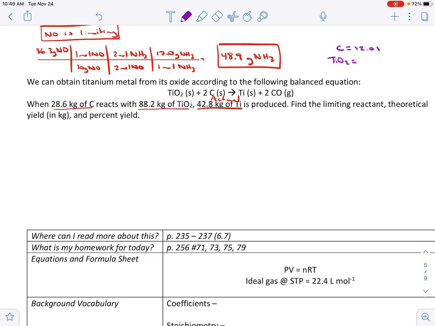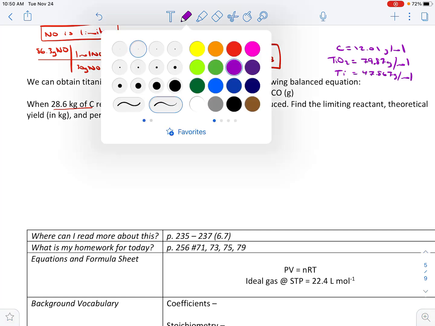So our TiO2 is 79.87. And that's grams per mole. And then our Ti, right, should be really easy. It is 47.867. All right, those are the ones we need for our problem. We were just kind of getting that out of the way early. Okay, so here we go.